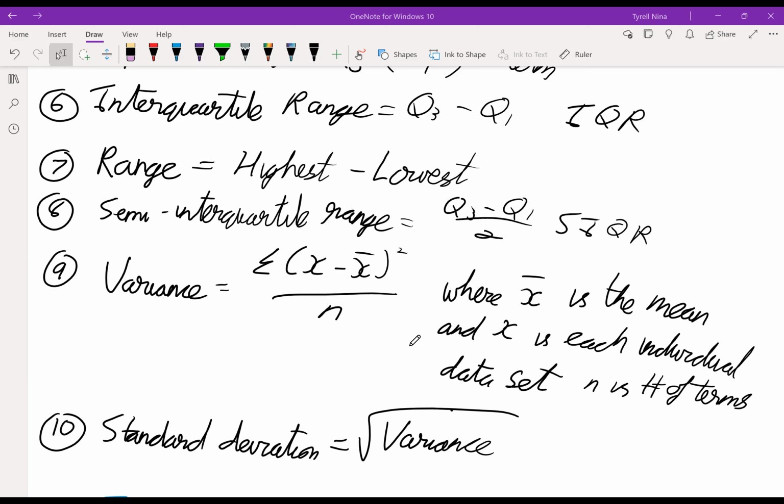Do I think they will bring it? No. I don't think they'll bring standard deviation. Does that mean you shouldn't study it? No, I don't agree with that either.